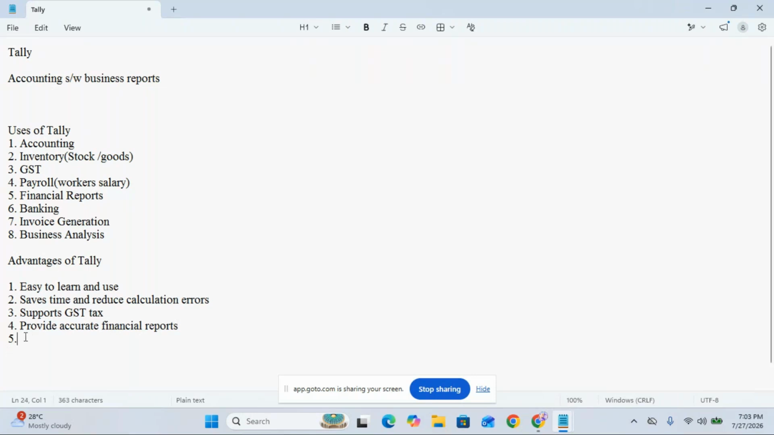And the last point, it is suitable for small, medium and large businesses. So it is applicable, we can use it for a small business, a large business, and even a medium business also. Okay. So these are the advantages of Tally.